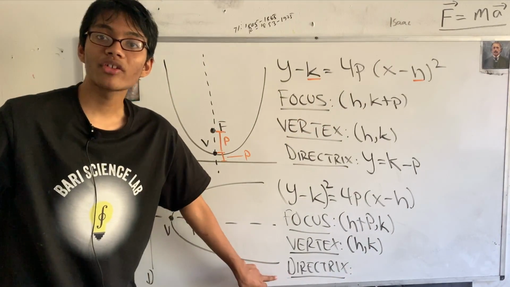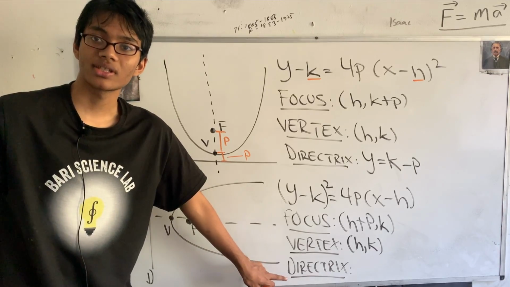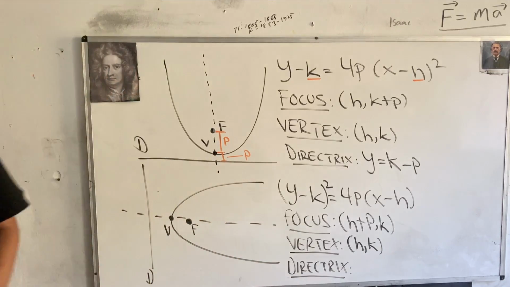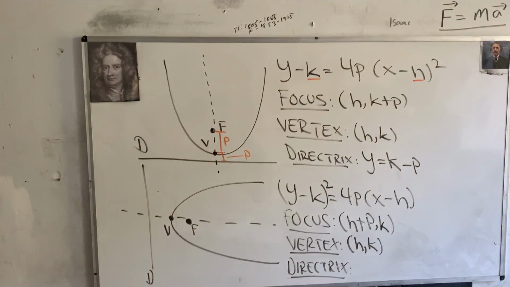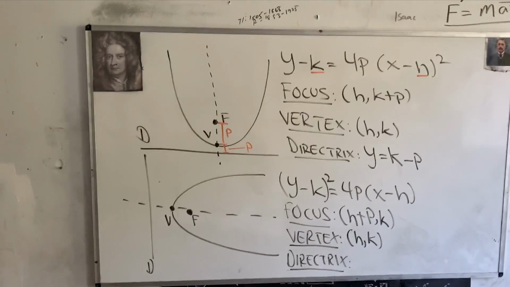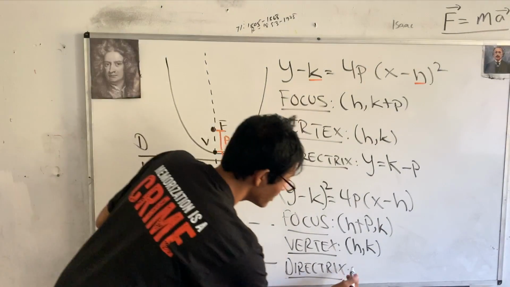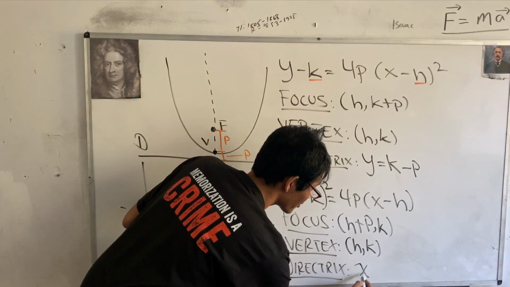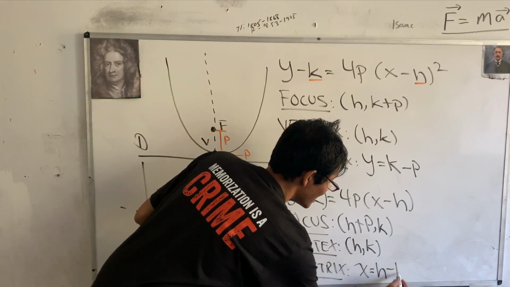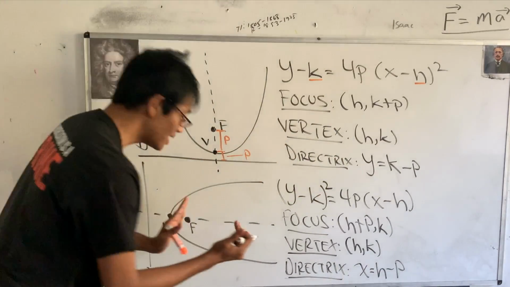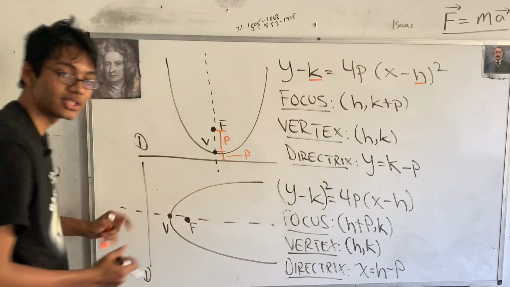What about my directrix? Well, what's the equation of my directrix going to be? Hopefully you see down there. If you don't, let me just tilt the camera down. My directrix is simply going to be y, or rather in this case x, is equal to h minus p. And why minus p? Because you see it's shifted to the left.